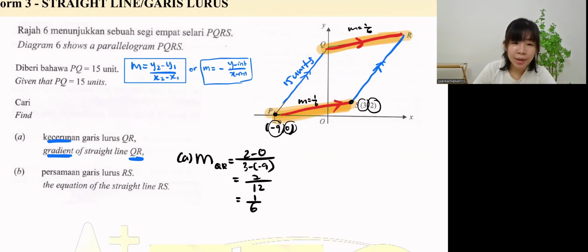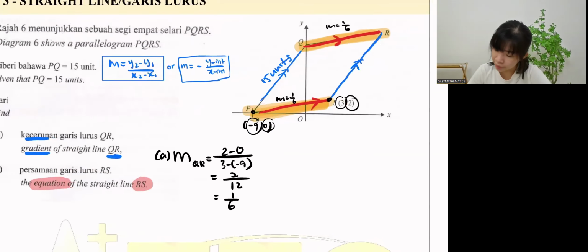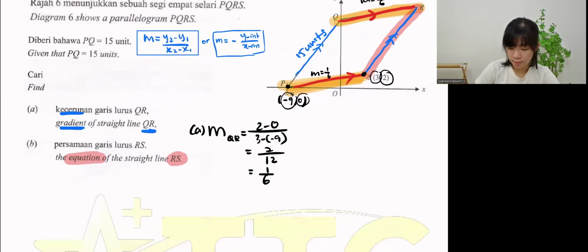Okay, now B. What is the equation of RS? Okay, now the question asks for the equation of RS. Let's find where RS is. RS is a slant line. So if you talk about equation, when it's a slant line, always think of y equal mx plus c. Okay, you need to form y equal mx plus c.